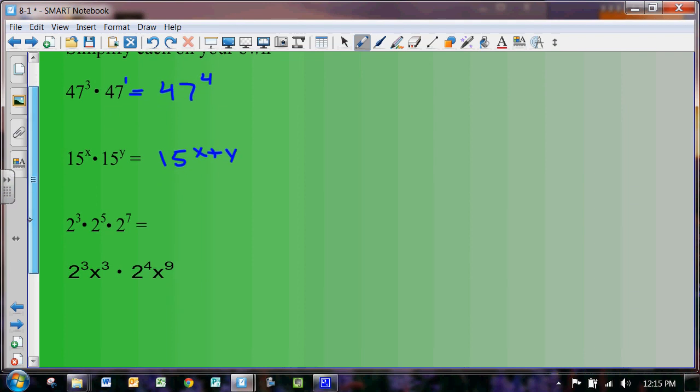Our next one, 2 to the third times 2 to the fifth times 2 to the seventh, would be 2, and we're adding 3 plus 5 plus 7 together. So that should give us 15, so 2 to the 15th. This last one's kind of tricky. 2 to the third, x to the third, times 2 to the fourth, x to the ninth. And how this works is we're going to match these up with our bases. So our 2s are going to be together, so that would be 2 to the 7th. And our x's we're going to match up, so that'd be x to the 12th. So 2 to the 7th, x to the 12th.